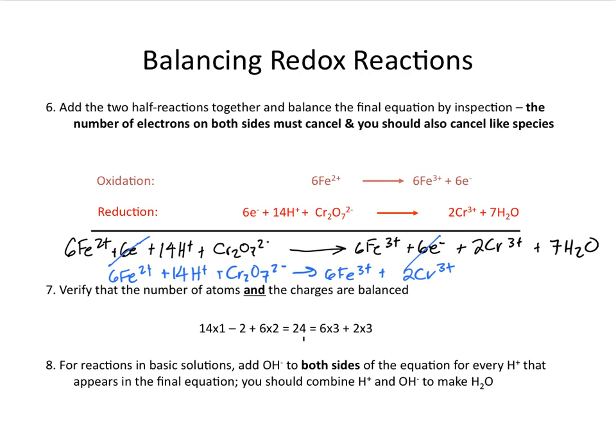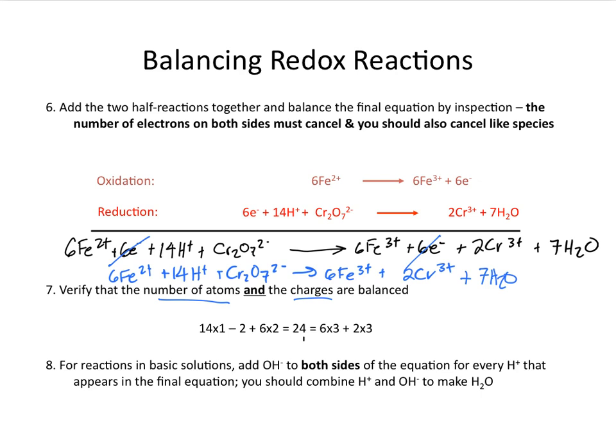And let's say plus 7 H2O. Okay, so now that we've written out the equation for this redox process, we want to verify that the number of atoms and the charges are balanced on each side. Let's look at the number of atoms. I have 6 Fe, 14 hydrogens (7 times 2 is 14 hydrogens), 2 chromiums, 7 oxygens, 7 oxygens. So I have the correct number of atoms on each side of the arrow.